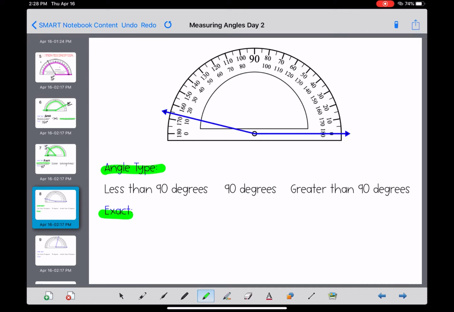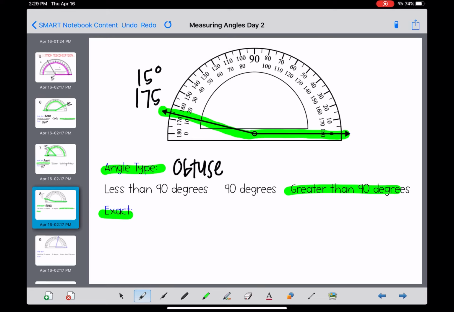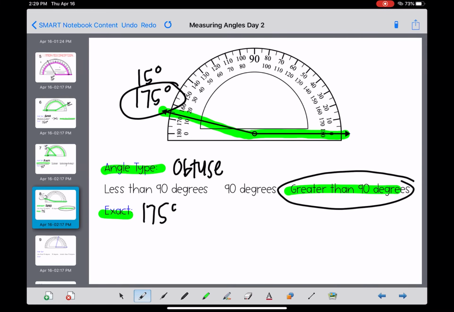Okay, hopefully you took that seriously and you actually tried. Your angle type is greater than a right angle, so it will be an obtuse angle. Because it is obtuse, I know it is greater than 90 degrees. So if I look at my two options, I either have 15 degrees or 175 degrees. Because I estimated that it was greater than 90 degrees, I know 175 degrees should be my exact measure.